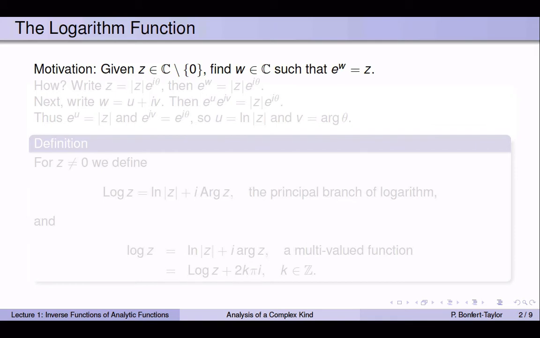As a motivation, let's start with a logarithm function. The logarithm function is going to be an inverse of the exponential function. So to remember things, let's remember what the exponential function does.